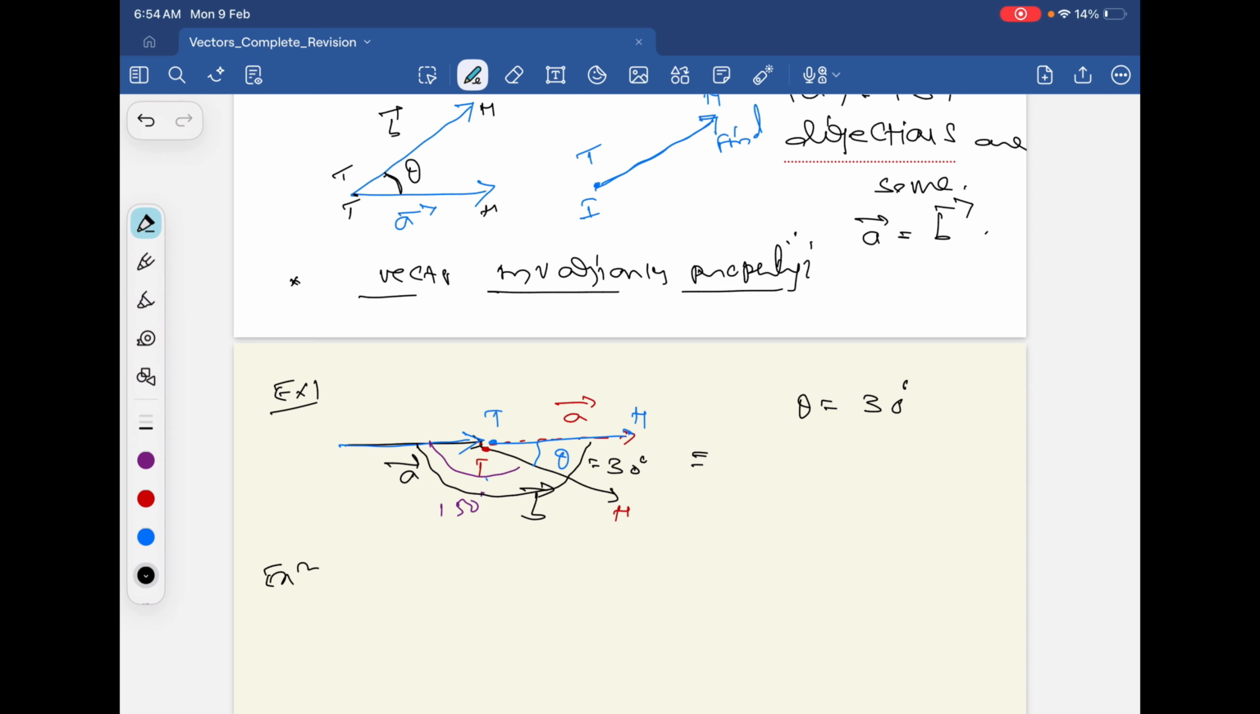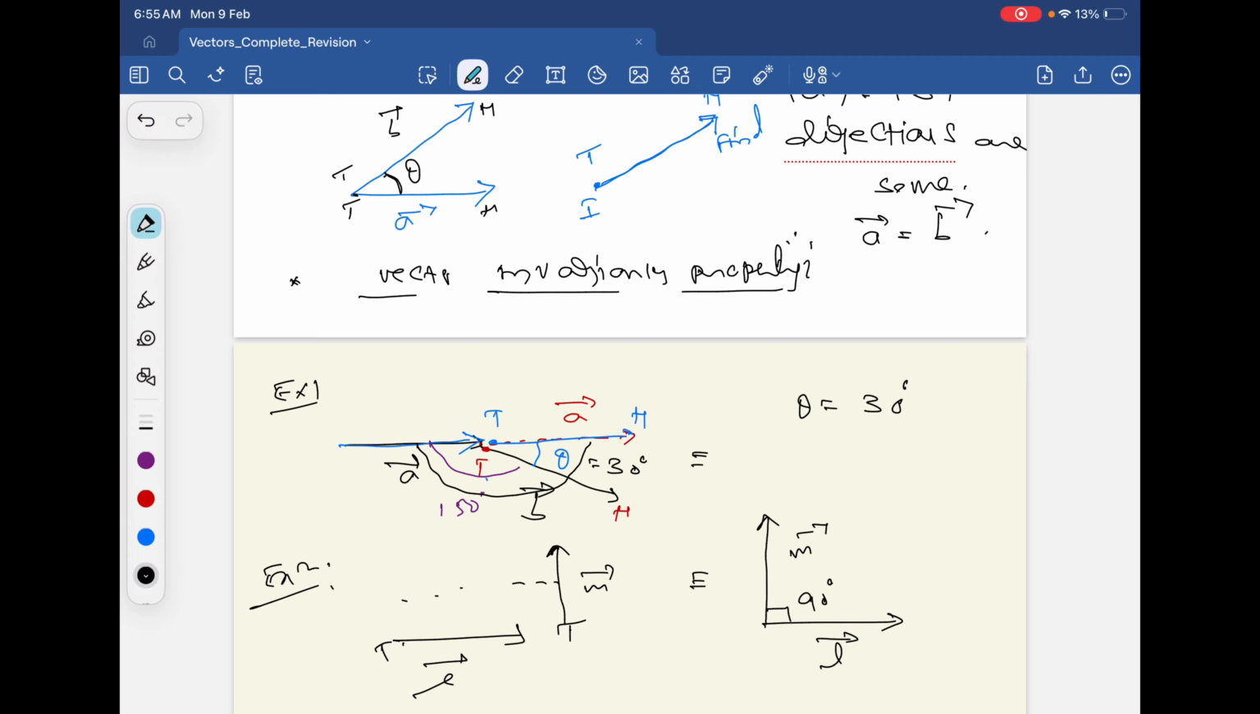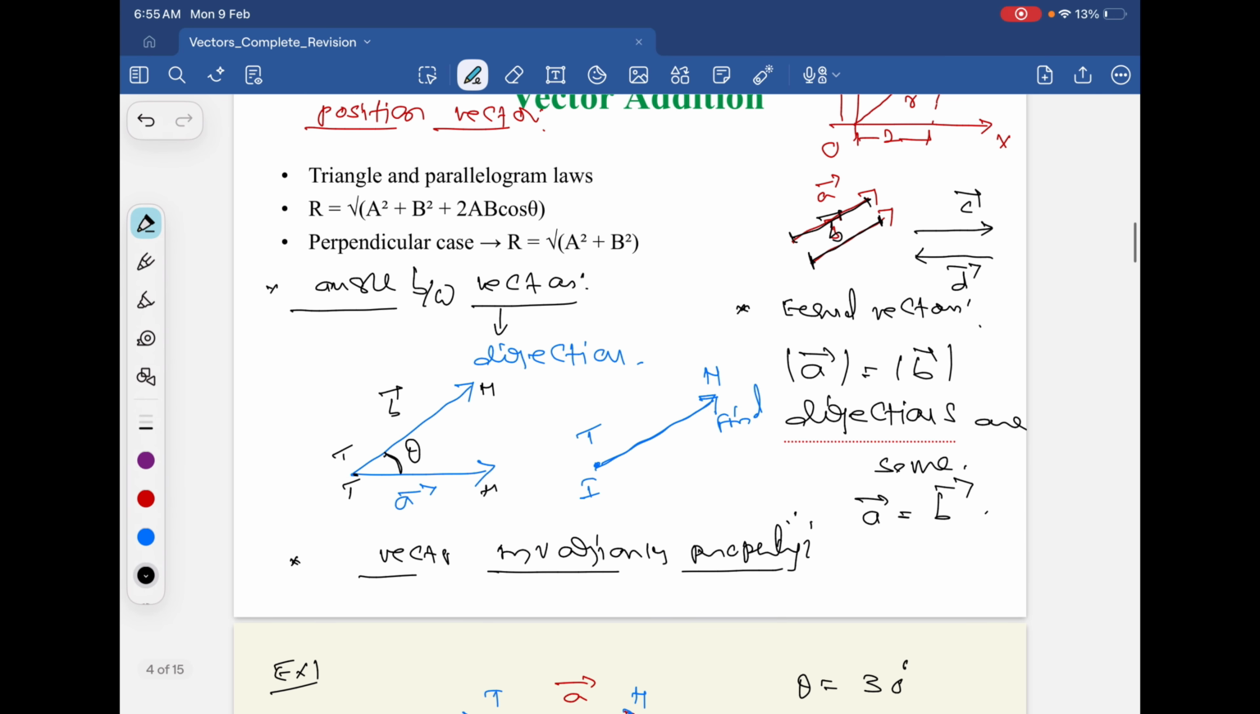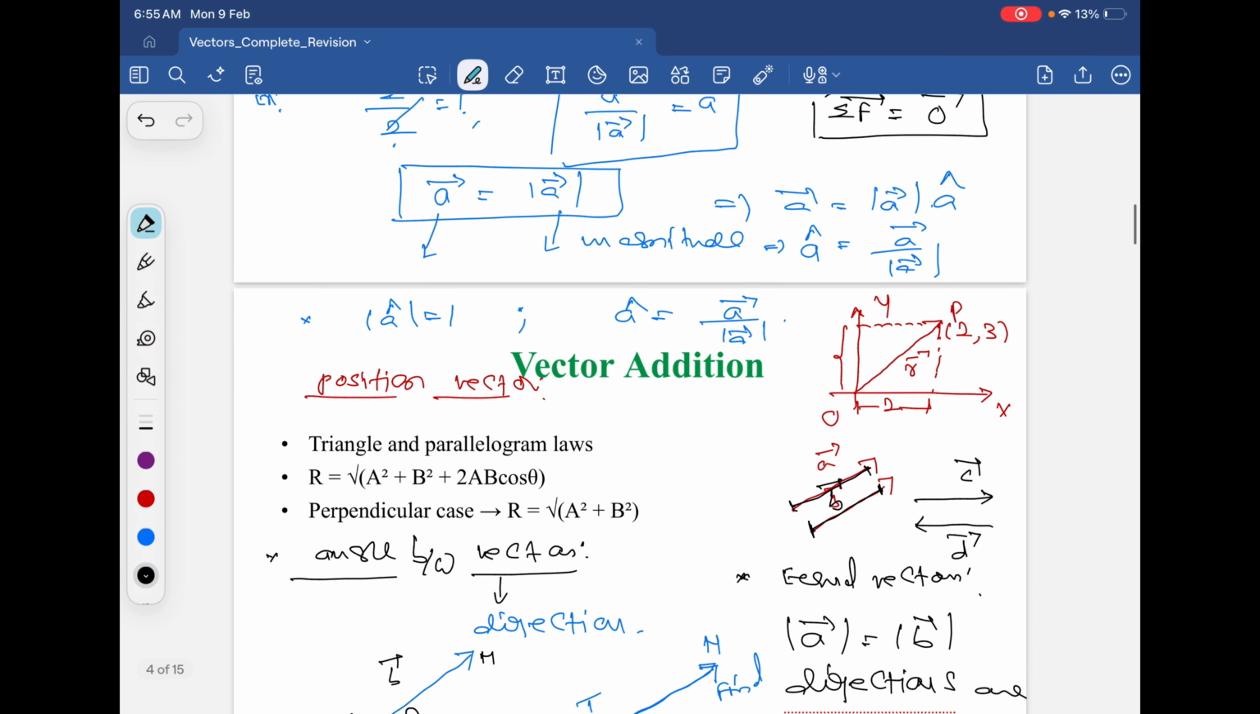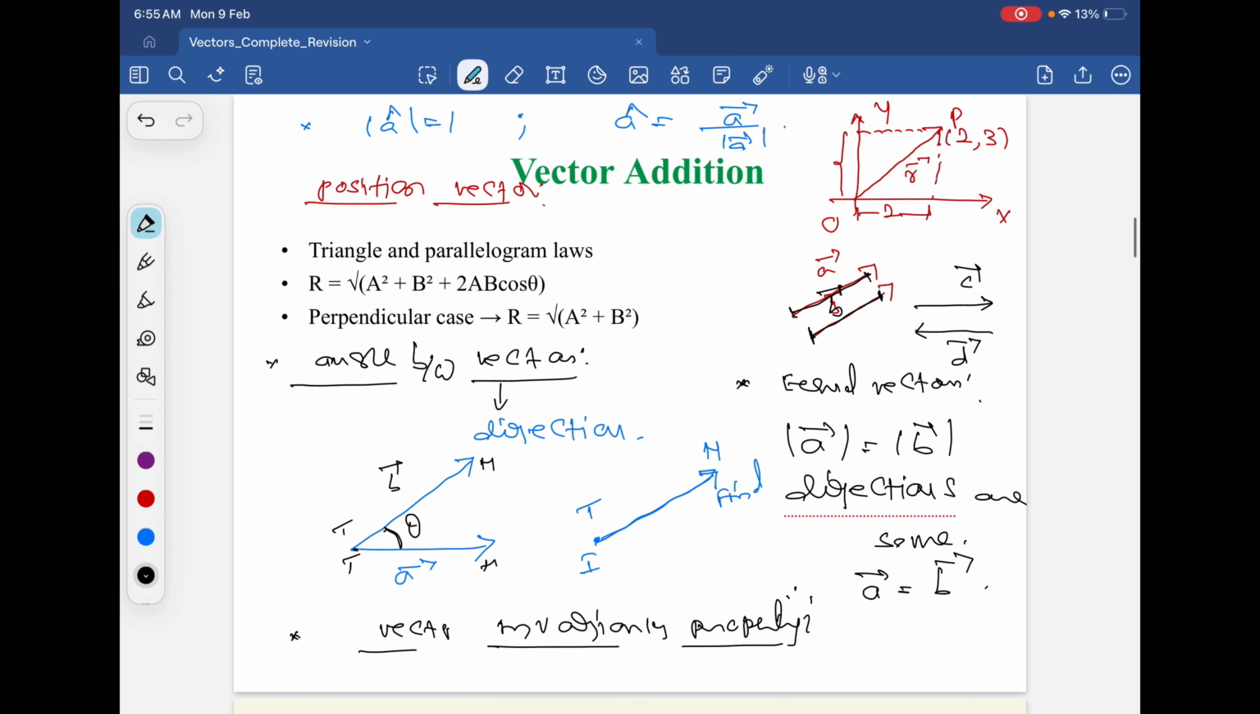Now example 2. For example, one vector is here like this, another vector is pointing in this way. Say this is the L bar vector and this is the M bar vector. Again you can use the vector invariancy property. You draw L bar as it is, and shift this M bar leftward such that its tail coincides with this tail. Just shift it parallelly, without changing magnitude and direction. Its tail coincides with the tail of L bar. Now the angle formed here is 90 degrees. Like this we find the angle between the vectors. For finding the angle between the vectors, you draw the vectors such that their tails coincide or heads coincide.